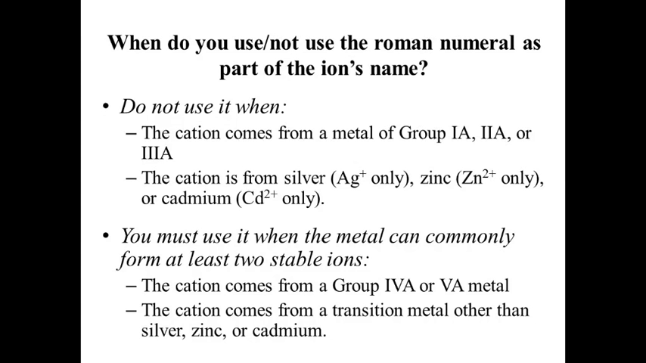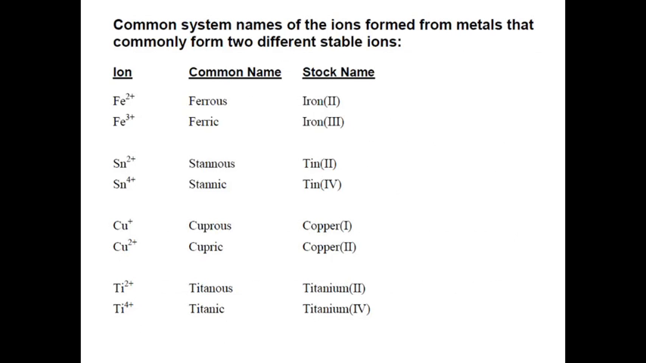That would be metals then from the 4A or 5A and the group B elements, group B metals. You have to use Roman numerals. And even if you're like, well, Mrs. Snipes, it looks like there's only one cationic form of it, do I need to use Roman numerals? If it's not 1A, 2A, 3A, nor is it zinc, cadmium, or silver, yes. Okay, there you go.